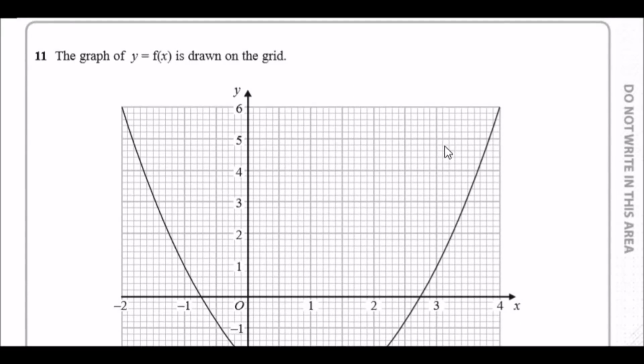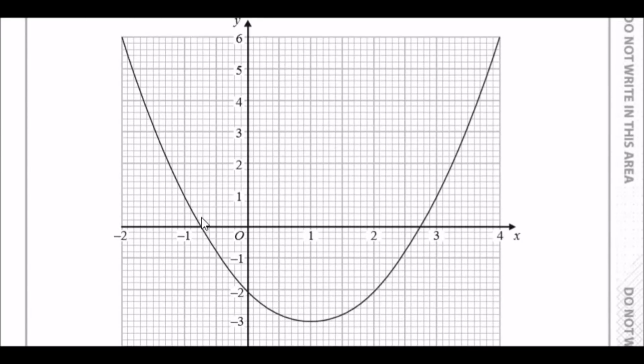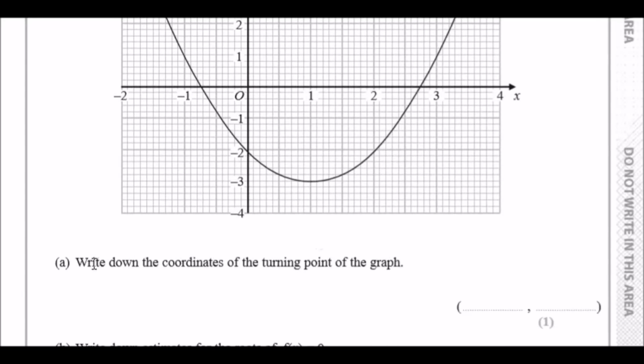Now, question 11. The graph of y equals f(x) is drawn on the grid, which is clearly a quadratic equation, by the way, with a turning point at (1, -3). Write down the coordinates of the turning point. Well, it's right there. So 1 and negative 3.